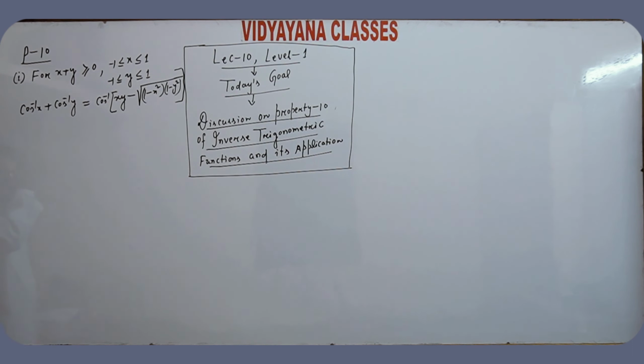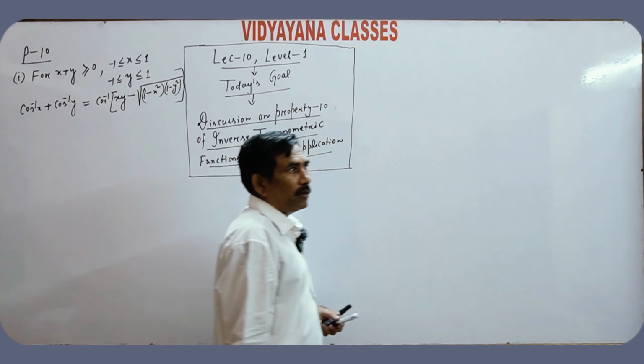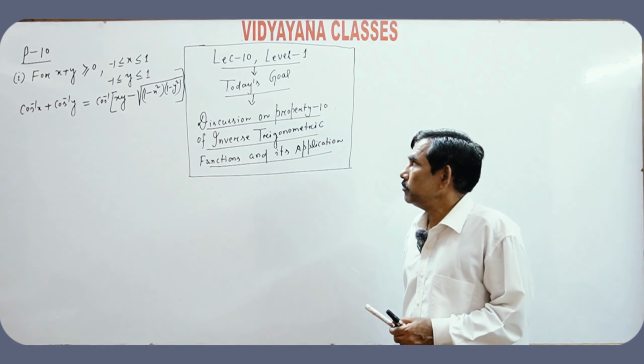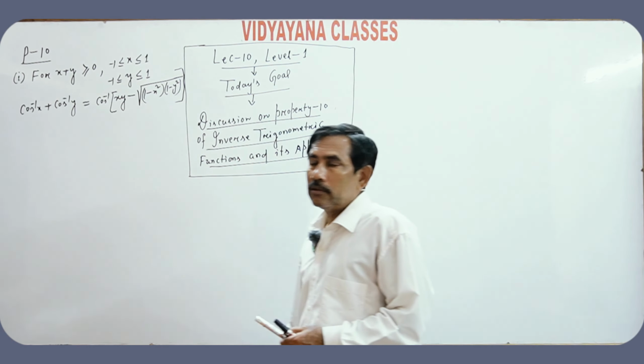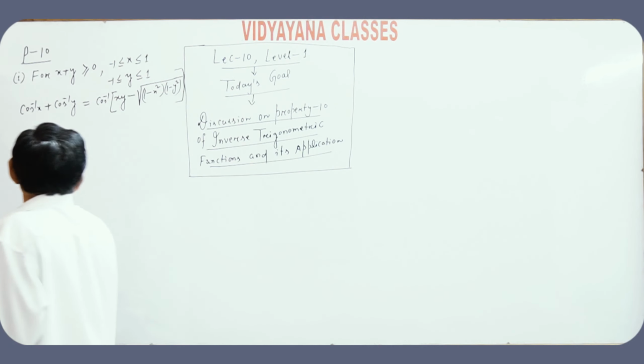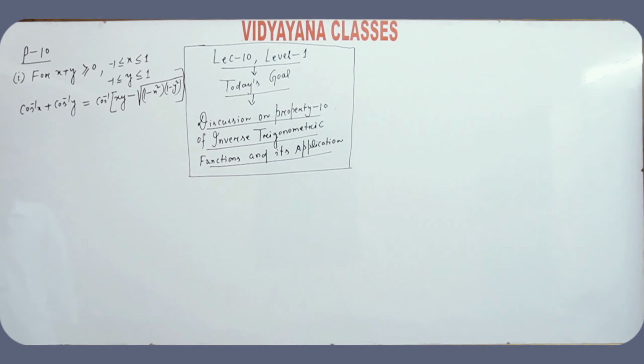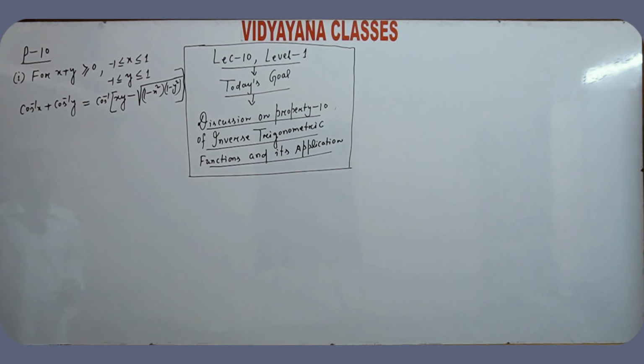For x plus y greater than or equal to 0, where x is greater than or equal to minus 1 and less than or equal to plus 1, cos inverse x plus cos inverse y is equal to cos inverse of xy minus root of 1 minus x square into 1 minus y square.